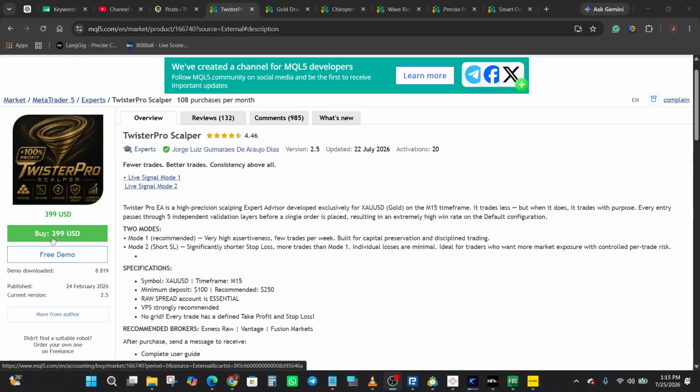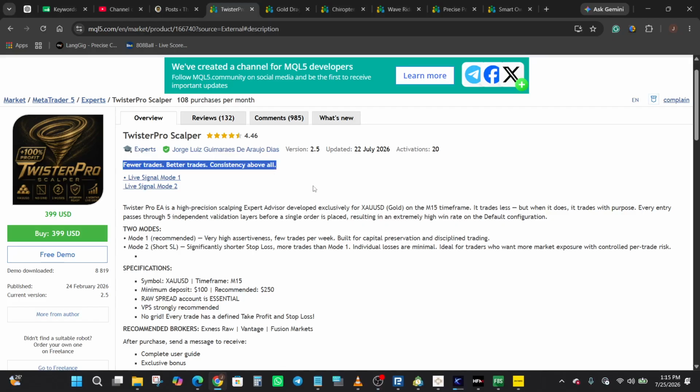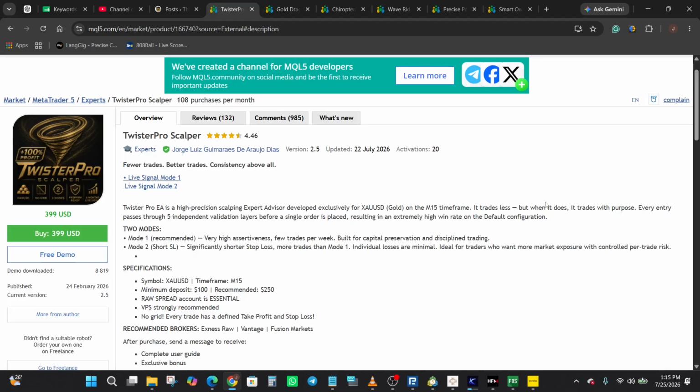The tagline on the page sums up the philosophy pretty clearly. Fewer trades, better trades. Consistency above all. Now, there are also two live signal links shown for both of the EA's modes, which is worth checking if you want to see ongoing real account behavior.